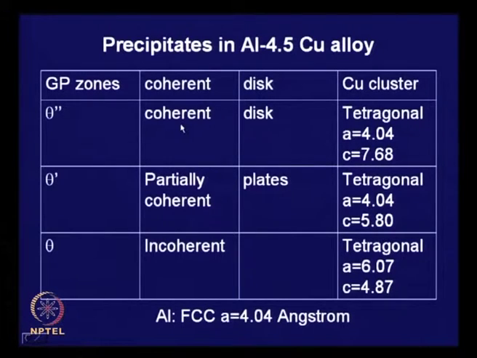Theta double prime is coherent, and has a tetragonal structure; the lattice parameters are listed here, these are the values given in angstrom. Theta prime is partially coherent. Here this is also tetragonal, these are the lattice parameters, and the incoherent precipitate is tetragonal, and these are the lattice parameters. And if you look at the lattice parameter of pure aluminum, which is 4.04 angstrom, you find that between this and this there is no chance of forming any coherent precipitate.